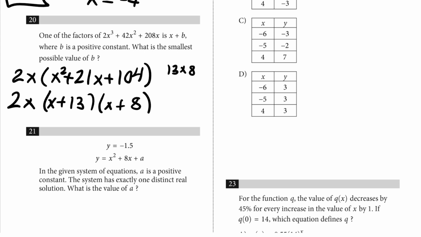So it's saying that one of the factors is x plus b, where b is a positive constant. What is the smallest possible value of b? And that's going to be 8.